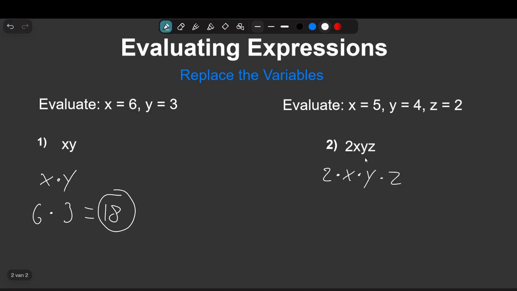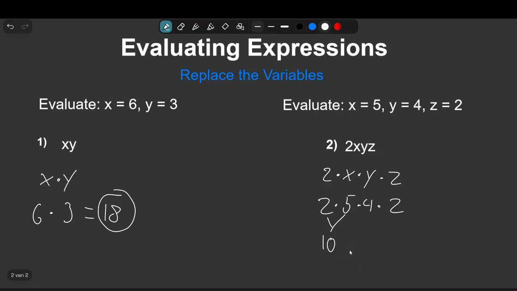Now we can just plug all of these numbers in. So we have 2 times x, which equals 5, times y, which equals 4, and times z, which equals 2. So we have 2 times 5 times 4 times 2. Now we can just start multiplying. So we have 2 times 5. 2 times 5 will equal 10.